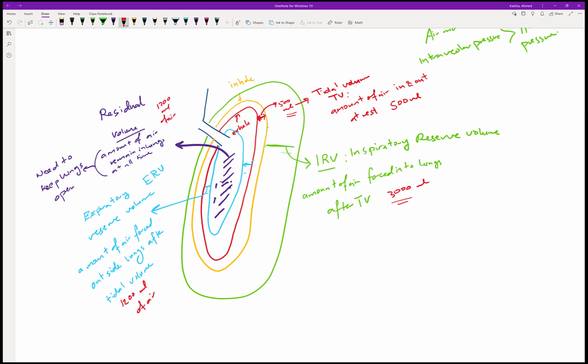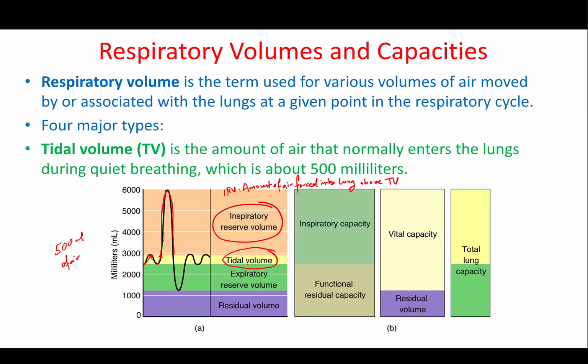So those are the volumes, the 4 volumes. Then we have the capacities.